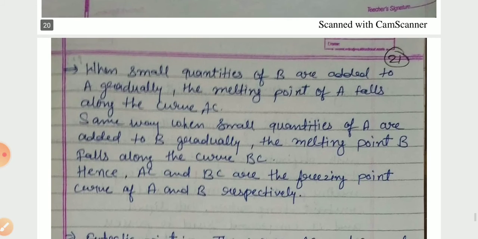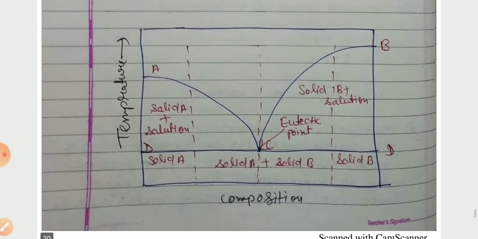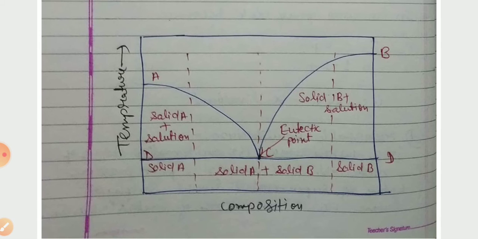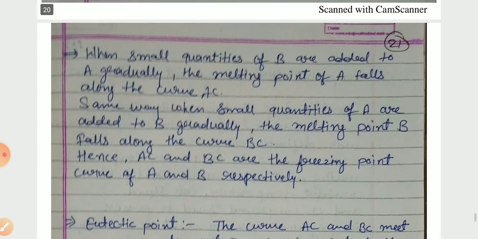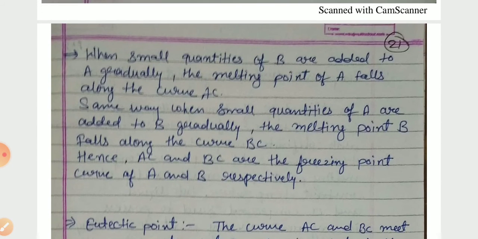When a small amount of solid B is added to solid A, the melting point of A falls along the curve AC. The curve AC, the melting point falls to C. Now in another way, when a small quantity of A is added to B, the melting point of B falls along the curve BC.